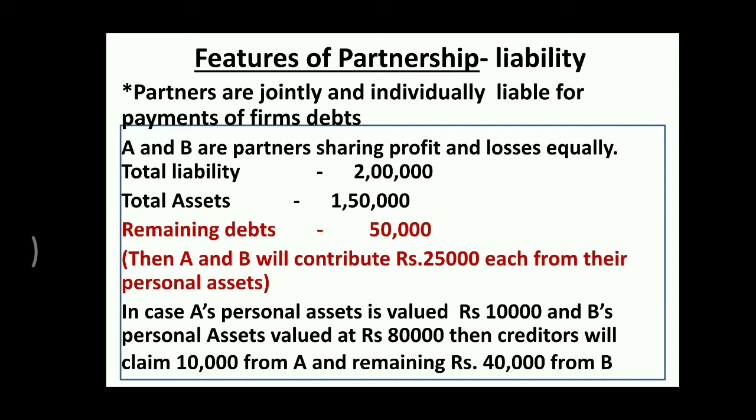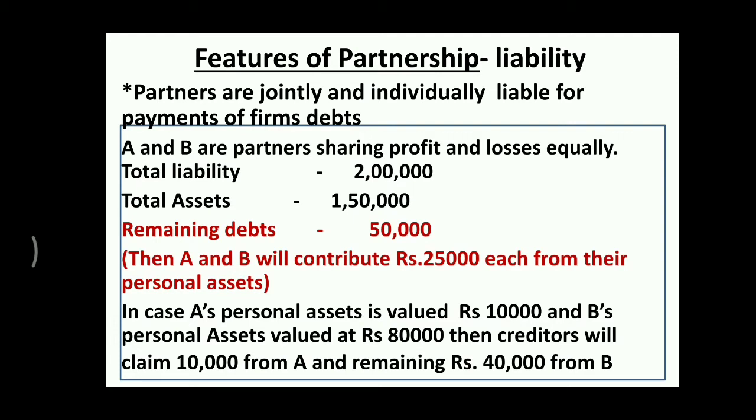They are liable to pay rupees 2 lakhs, but if the firm is sold, it can realize only 1,50,000. Suppose the firm has closed and the assets are sold. Even after selling the assets, there is a remaining debt of 50,000, because the total liability is 2 lakhs. From selling assets, the creditors can claim up to 1,50,000, but still 50,000 is remaining. Since A and B share the profit and losses equally, and in partnership the liability is unlimited, A and B will contribute 25,000 each from their personal assets.